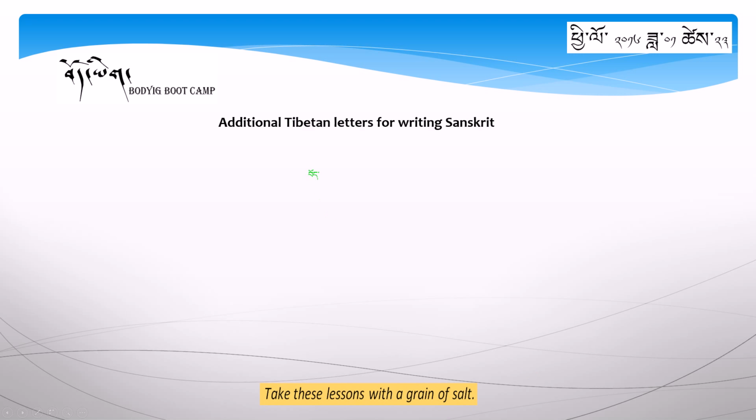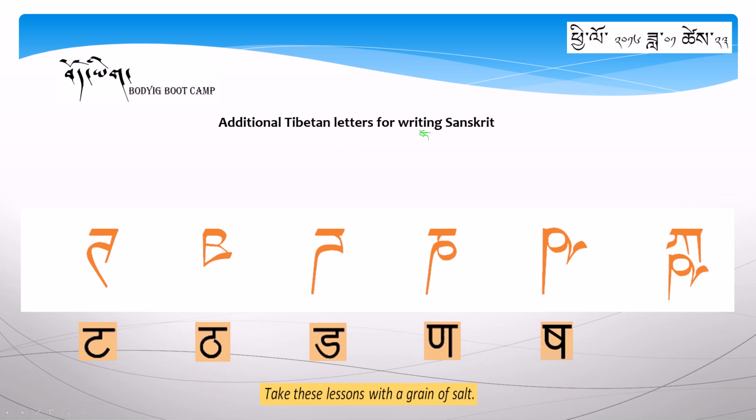Okay, so then we have additional letters for writing Sanskrit. To accommodate Sanskrit words and mantras, Thonmi Sambhota came up with these six letters. The first one is called Talo Ta, Talo Ta, Talo Ta, Nalo Na, Shalo Ka, Kashalo Kya, right? And these are the same as Da, Ta, Da, Na, and Petkata in Sanskrit or in Hindi, right? So it's Da, Ta, Da, Na, Na, right? And Sha.